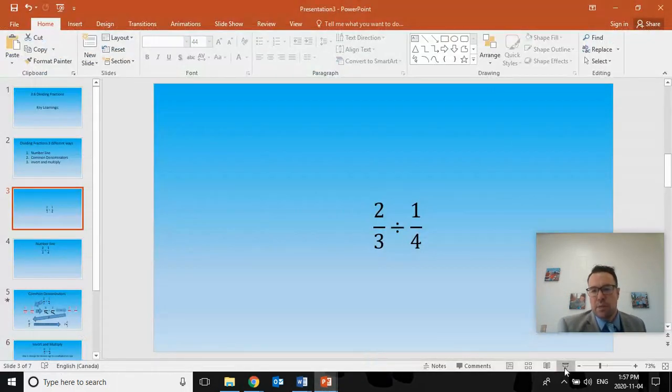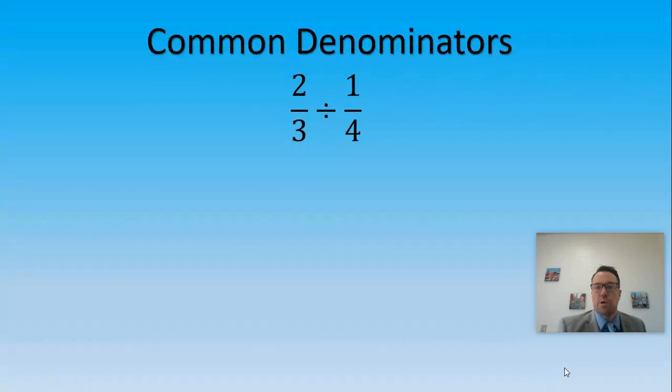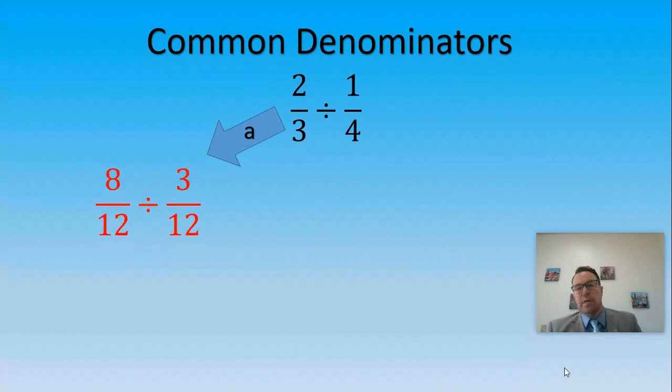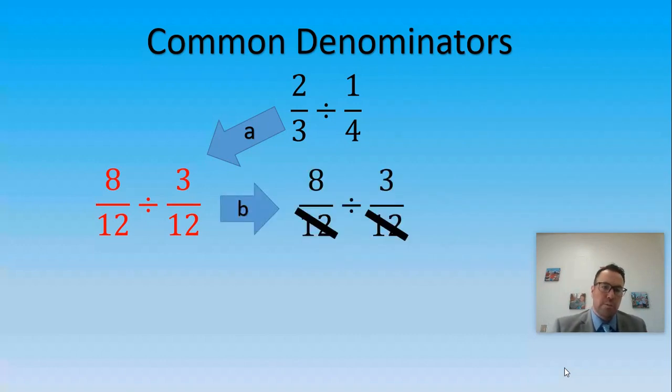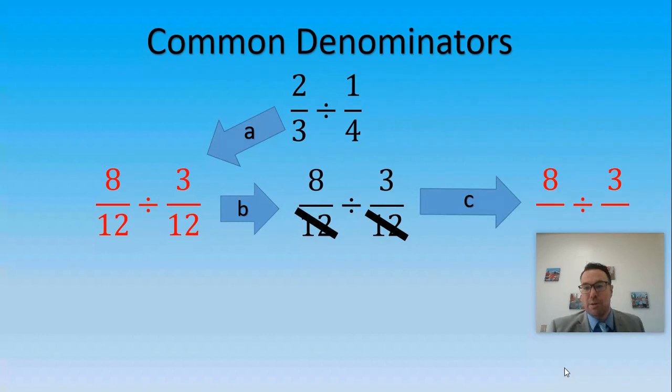Let's take a look if you are going to do common denominators. This is an easier one. What you do is you first have to change the denominators so that they're common. In this case, we know that it's twelfths. So the question now becomes 8/12 divided by 3/12. Well, watch this. When you have common denominators, you can just cross them out. They cancel each other out. So really the question is actually 8 divided by 3.